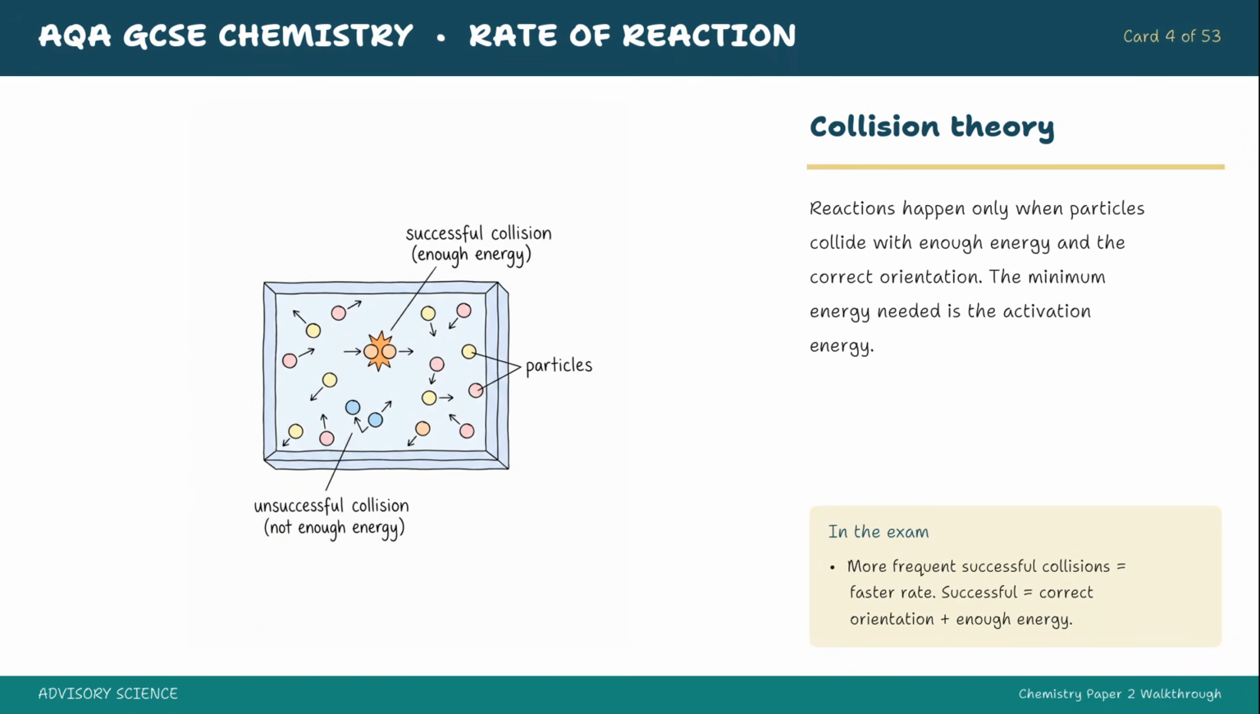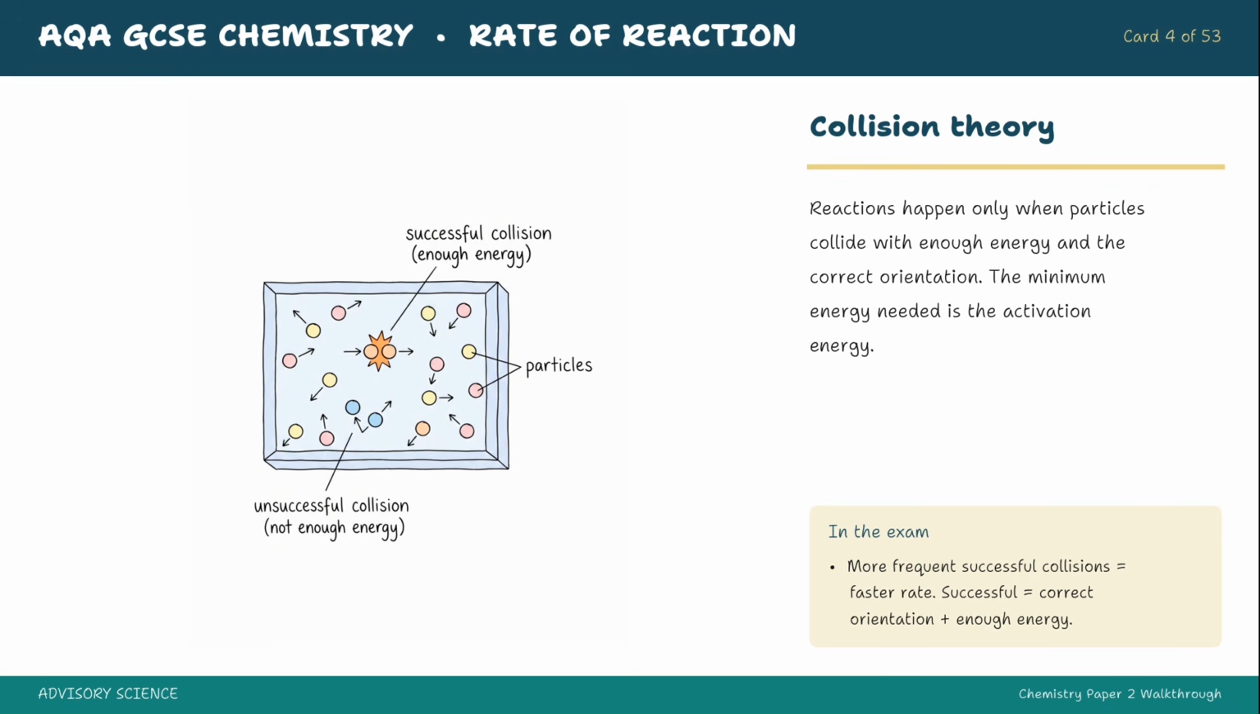Chemical reactions can only happen when reacting particles collide with each other with enough energy. This minimum amount of energy required for a reaction to take place is called the activation energy. If particles collide with less energy than this, they simply bounce off one another unchanged. Therefore, to speed up a reaction, you must increase the frequency of successful collisions.